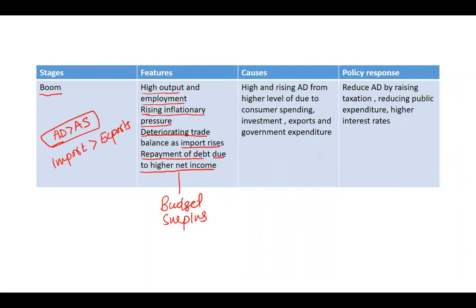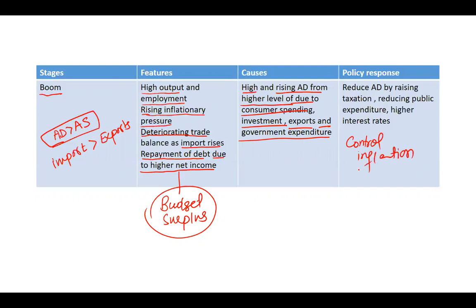Now the government is earning more income as compared to its expenditure, so it might try to repay its debt, or if it already has a surplus, it can use that surplus to give loans to other nations. The cause for this is high and rising AD, that is aggregate demand, from a higher level of spending, investment and exports, and government expenditure. The policy response in this situation is to control inflation. In order to control inflation, the government has to use monetary policy or fiscal policy or both, that is, try to reduce AD by raising the taxation rate, reducing public expenditure, and increasing the interest rate.